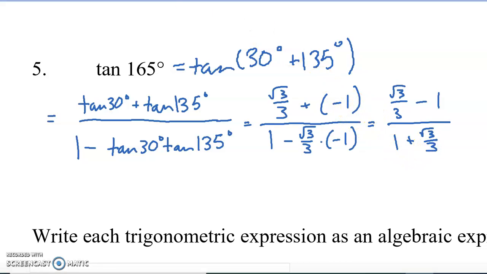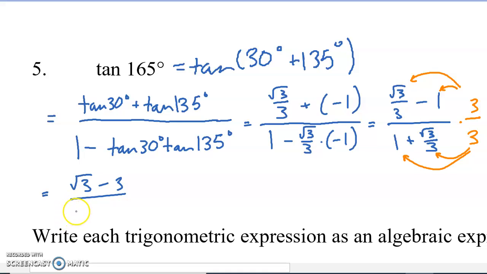Now, I don't like fractions inside fractions. We can find common denominators on the top and also on the bottom, but I tell you what, the easiest way to get rid of the fractions inside fractions is just multiply the numerator and the denominator by that least common denominator of 3. Just make sure you distribute it to everything. 3 over 3 is 1, so we're allowed to do that. And we get root 3 over 3 times 3 is root 3. 1 times 3 is 3. And then on the bottom, we get 3 plus root 3.